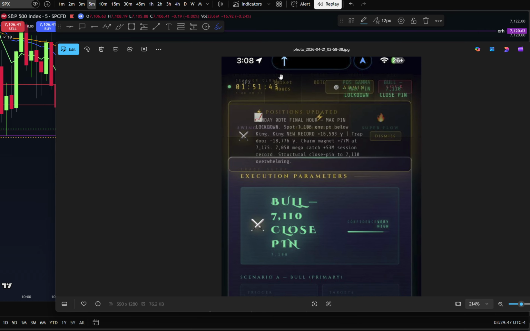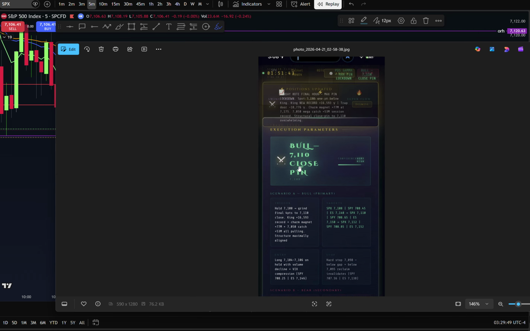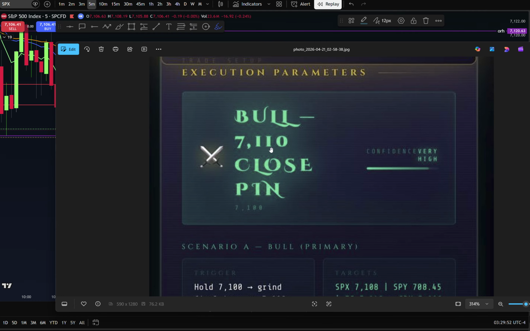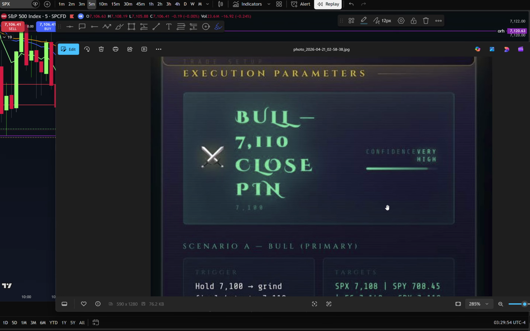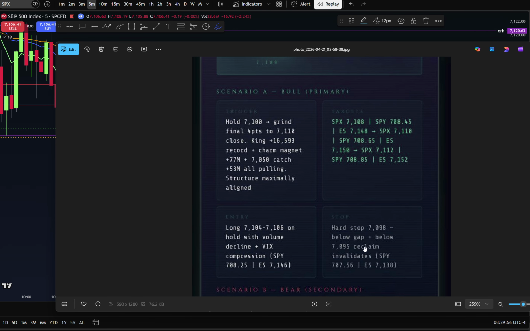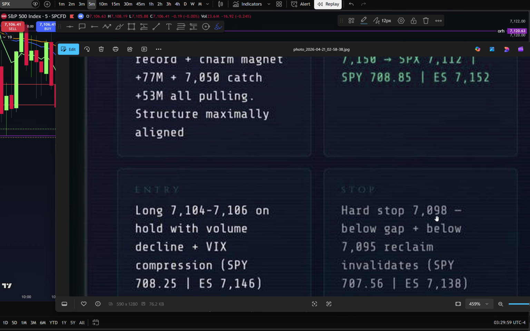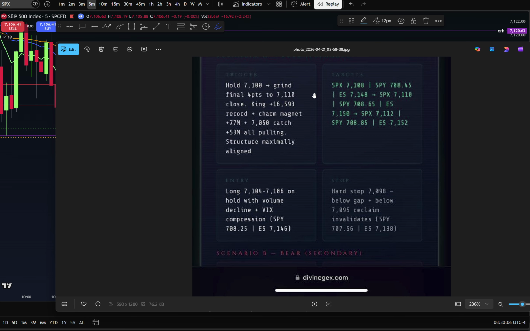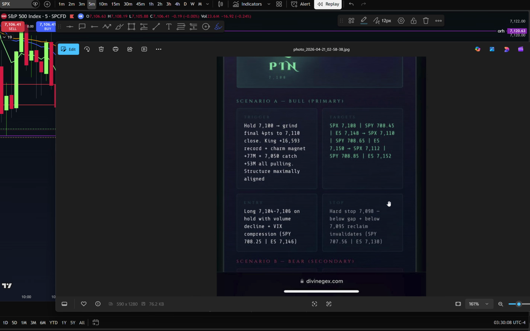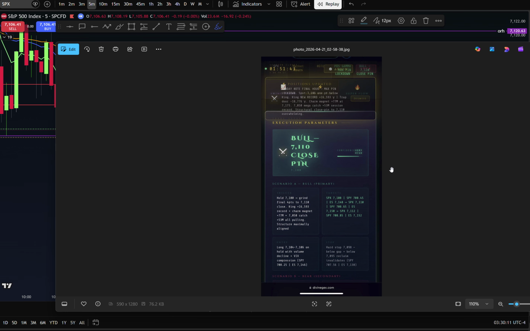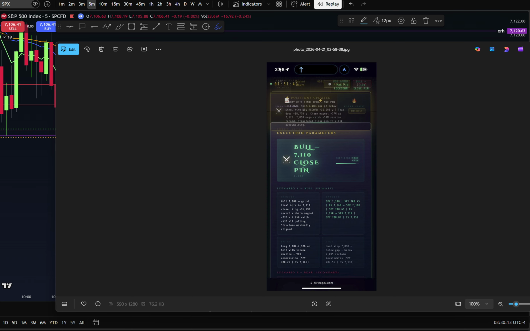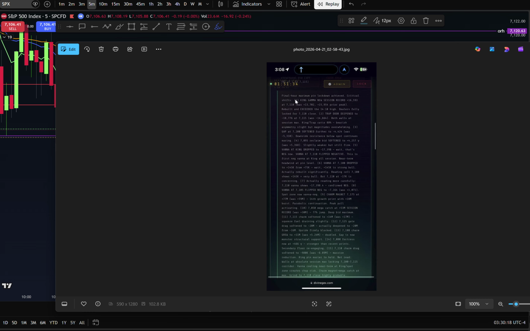You see, by 3 something I get another update. It says bull 7110 close pin. And now here it's giving me a great map. It says hard stop at 7098. This is my hard stop. If it dips here, I have to close. And these levels are the trigger entry. So these were their map, but it's still too early for me, right? So I have to play after 3:30. So I was waiting, and here is all the explanation. You can pause it and read it.